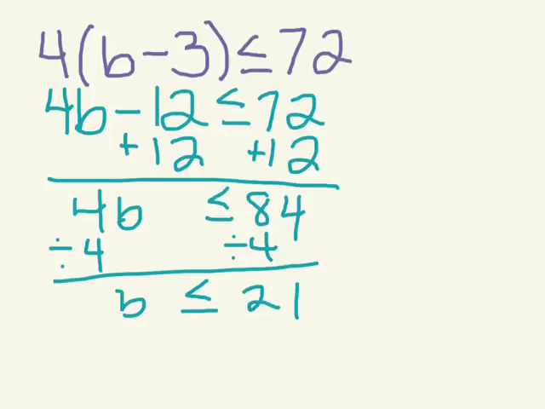What this solution means is that any value that is less than or equal to 21 will make this inequality true. So 21 is less than or equal to 21, so 21 would make this inequality true, or 20, or 19, or 18, and so on. When we have an inequality, we often graph our solution on a number line.